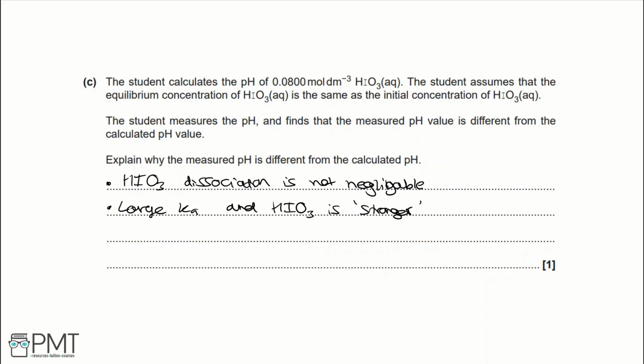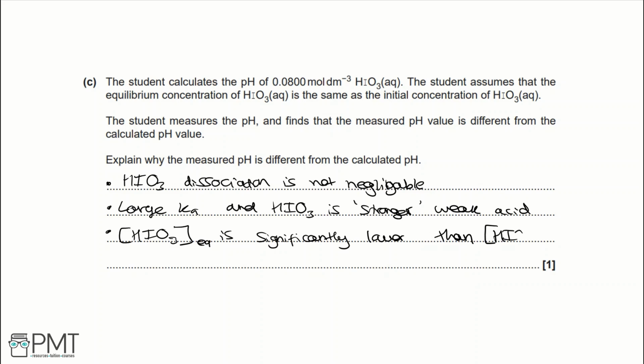Alternatively, you could say that the concentration of HIO3 at equilibrium is significantly lower than the concentration of HIO3 initially, or when it's undissociated. So to get the mark for this question, you could say any of these statements or any of the bullet points that I've listed in this question. So if you were unsure, you can make a revision resource of these 3 bullet points because they could be transferable in a similar question.